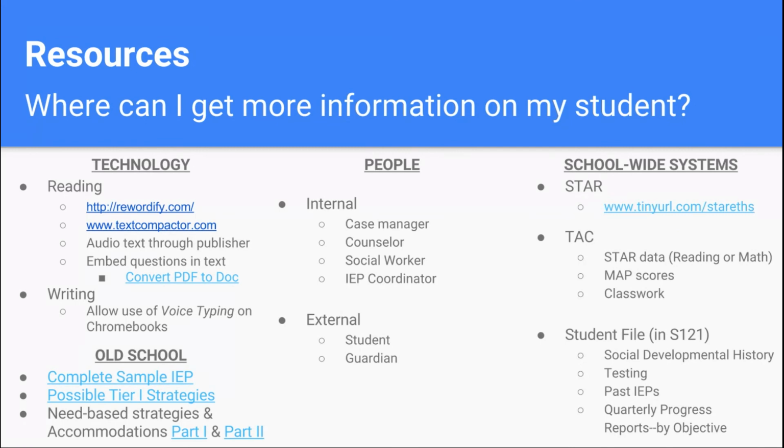In addition to the student's file, there are a number of school-wide systems, people, internal and external, and technology and old school or paper resources that you can look to for assistance in supporting a student and appropriately implementing their IEP.